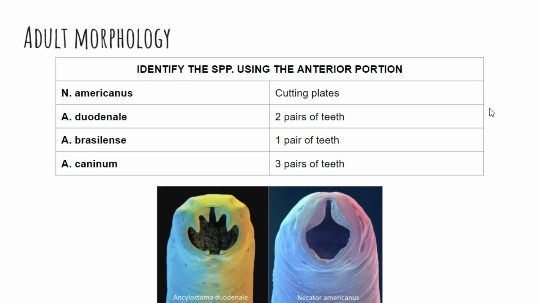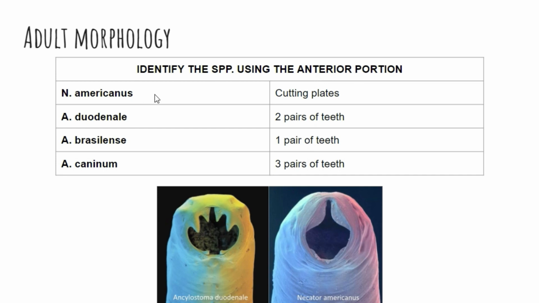Okay, although the eggs is having a same morphology, we can actually identify the adult worms. So, yung mga adults, pwede po nating ma-identify kung Necator, Ancylostoma duodenale, brasiliense, or caninum. So, to identify the species of the 4 hookworm, you can use the anterior portion or yung taas na portion po ng ating parasite. In specific po, yung bibig nila. So, that's the anterior portion.